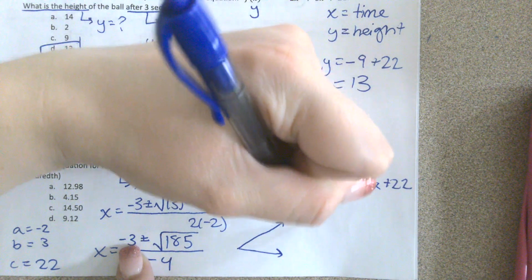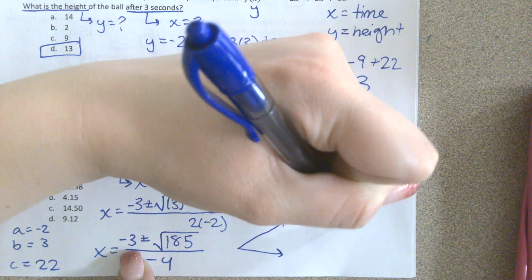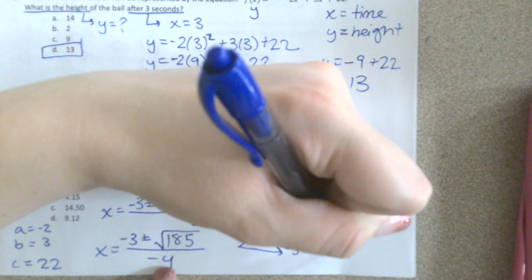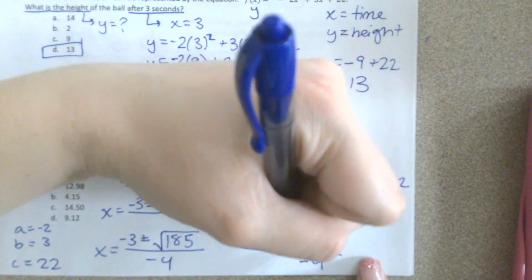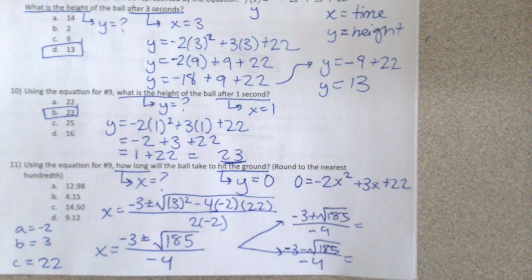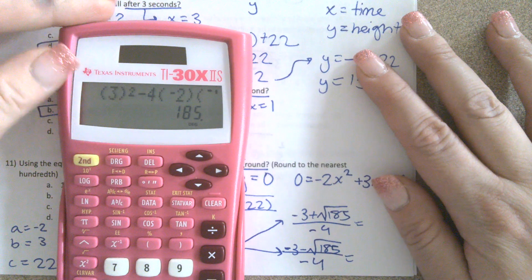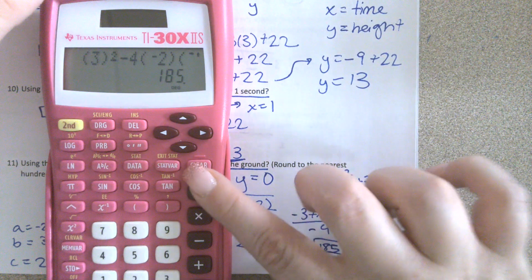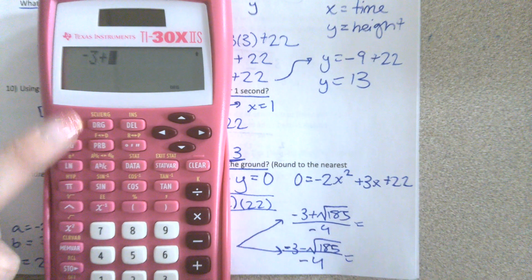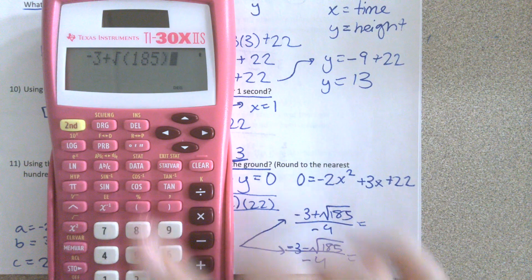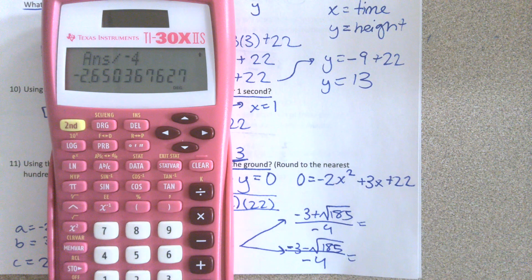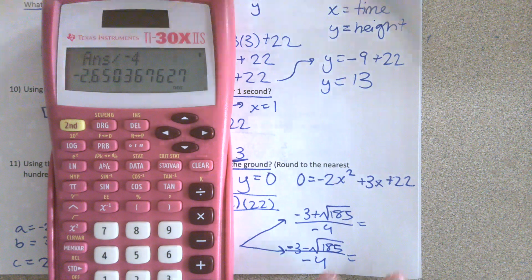So I have negative 3 plus the square root of 185 over negative 4, and negative 3 minus the square root of 185 over negative 4. I'm going to find both of those. Calculator for that. Remember, type in just the top: negative 3 plus the square root of 185. Get our answer, then we'll divide by negative 4. That gives me negative 2.65.